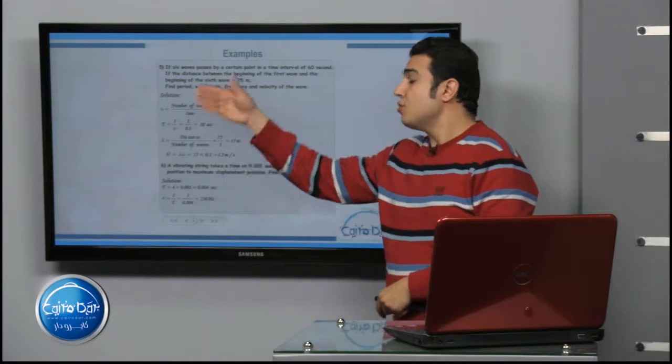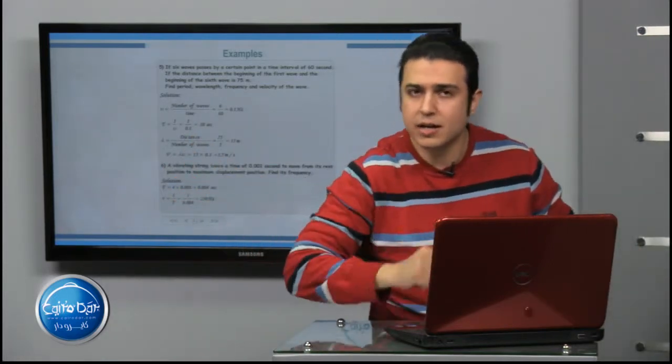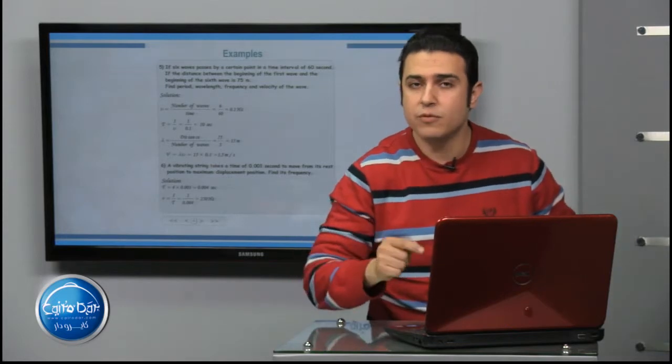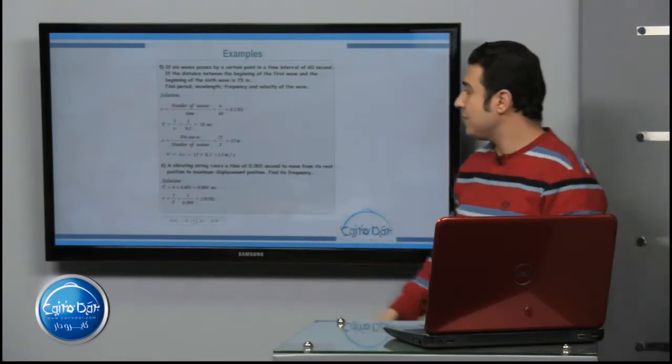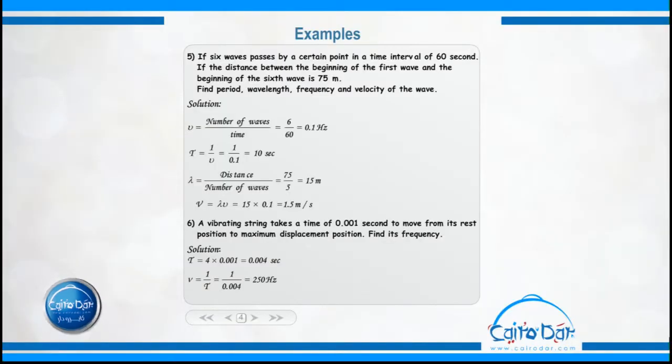To calculate the velocity, velocity equals lambda nu. This is a general relation for all types of waves. So V equals lambda nu. Lambda we calculated before is 15 meters, and nu is 0.1 hertz. So 15 times 0.1 equals 1.5 meters per second.